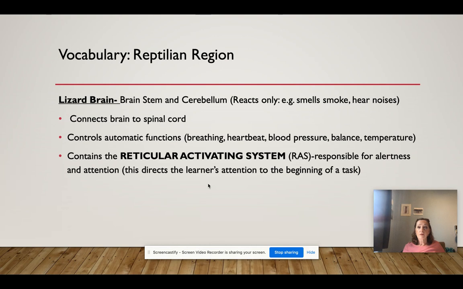This reptilian region also contains the reticular activating system, also known as the RAS, and that's responsible for alertness and attention. So it's what will direct our kids' attention to the beginning of a task. That reticular activating system has to be activated in order to get kids' attention, ready to learn.